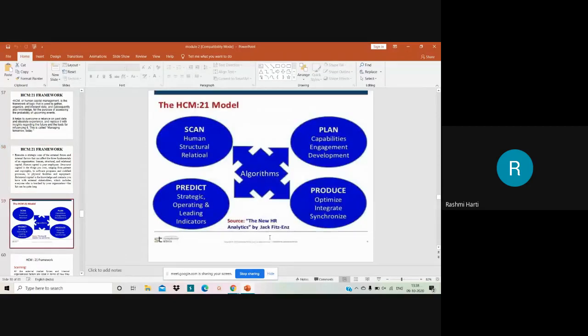Okay, you're going to scan all these three, and then you're going to plan. Now, what you're going to plan here: capabilities of the organization, engagement level of the employees, and development opportunities for the organization. Then you try to produce. Now, what you're going to produce? You try to produce optimum results. Okay, you try to integrate the people and you try to synchronize the developmental process. And then you go in for predicting. Now, what you're going to predict? Strategic, operating, and leading indicators. How can I lead in future? Now, that is done through algorithms.